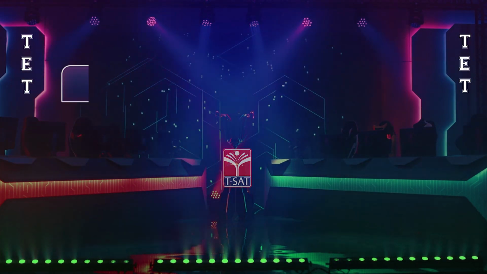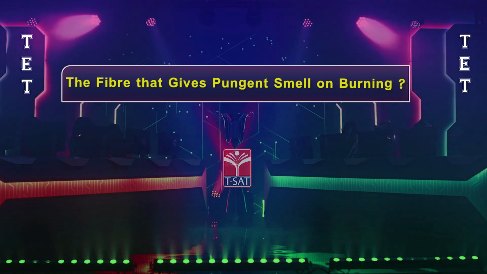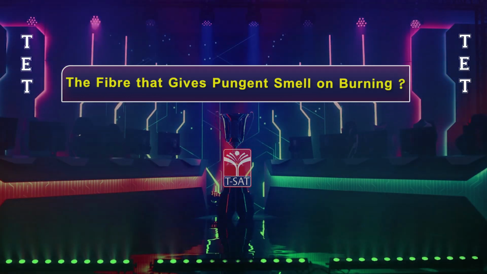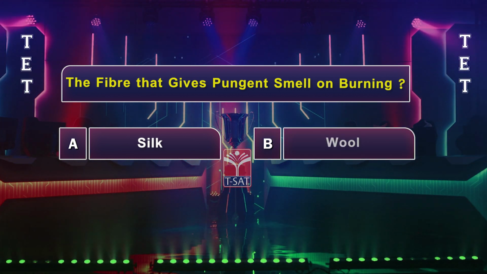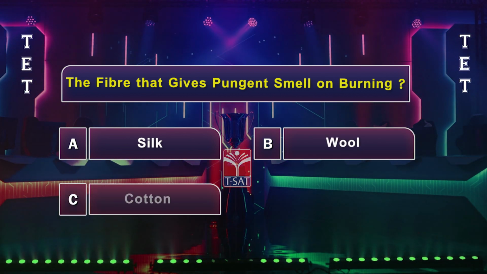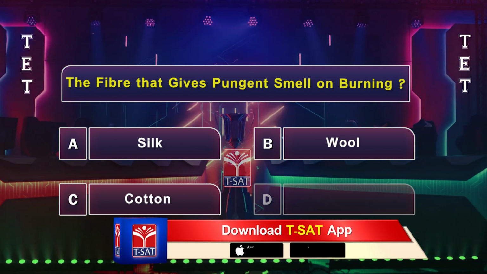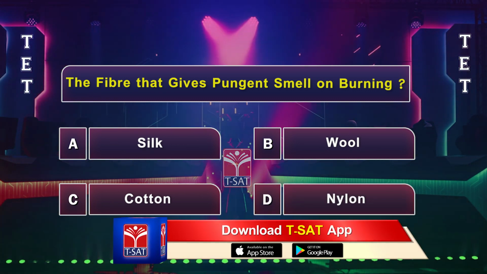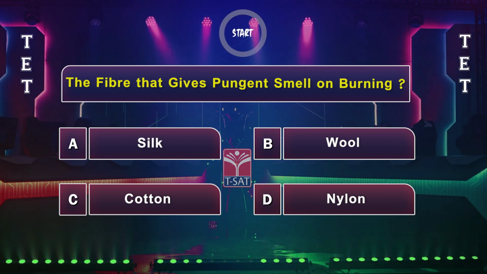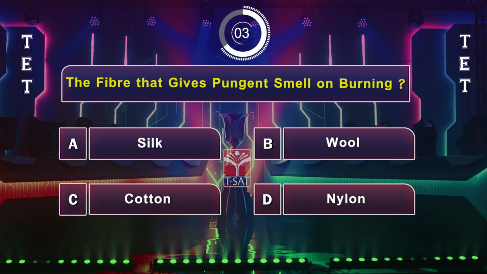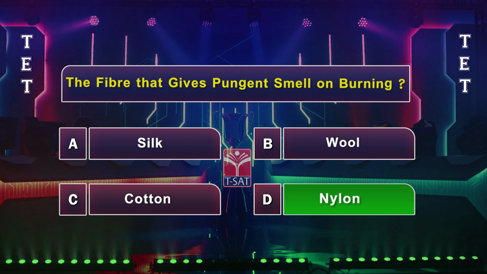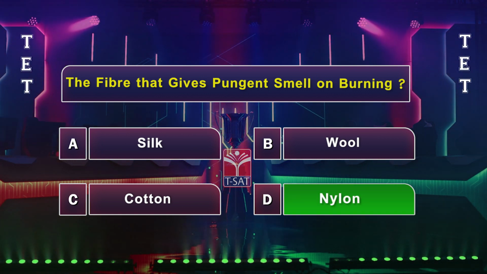12th question. The fiber that gives pungent smell on burning. Option A, silk. Option B, wool. Option C, cotton. Option D, nylon. Your time starts now. The correct answer is option D, nylon.